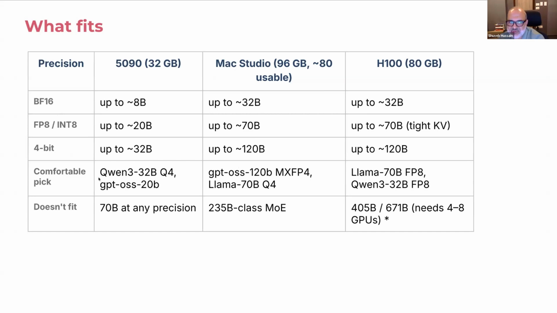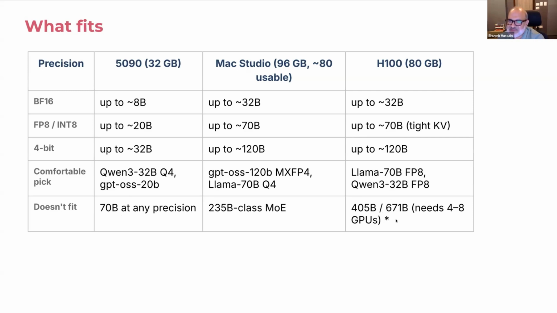But then again, you can look at what a comfortable pick is for the 5090. You can run a Qwen3 32 billion parameter model. On the Mac, you can run GPT-OSS 120B with a particular quantization. And here you can run Qwen3 32 billion and then Llama 70 billion, right? But that's not the main point here. Now I talk about what doesn't fit here, but there's an asterisk here.